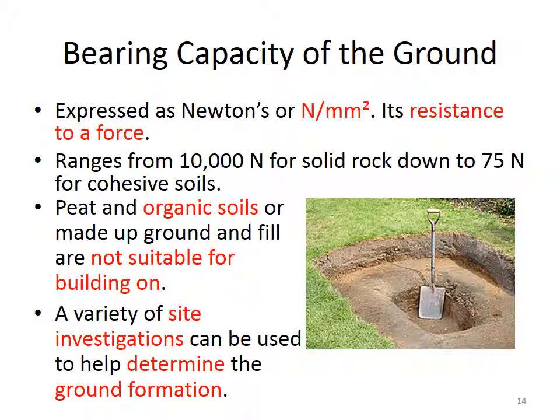Bearing capacity of the ground. This is expressed as newtons, or newtons per millimeter squared. So it's the ground's resistance to a force. It ranges from 10,000 newton for solid rock down to 75 newton for cohesive soils. Peat and organic soils, made up ground and fill are not suitable for building on at all. A variety of site investigations can be used to help determine the ground formation.